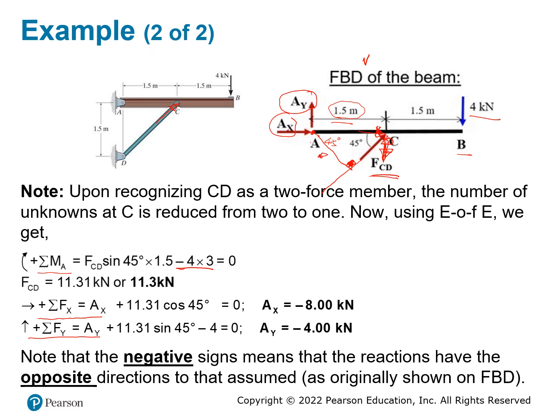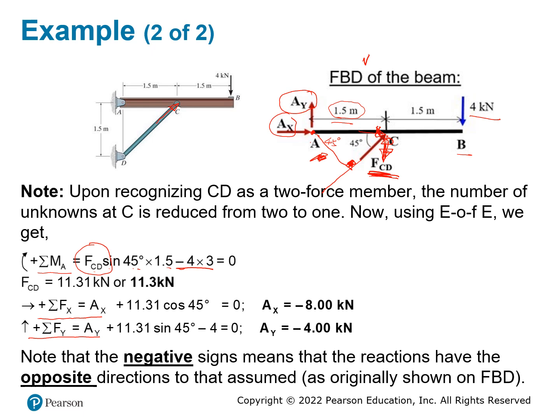And so 1.5 times sine 45 degrees is your lever arm, this distance right here, and you multiply it with FCD, that is the moment, and that has to be equal to 0. You start with this equation because when you use it, you can find FCD directly because there's only one unknown in this equation. After that, you can simply sum the forces. You certainly have to decompose FCD into FCDX and FCDY, and then you can find a solution.